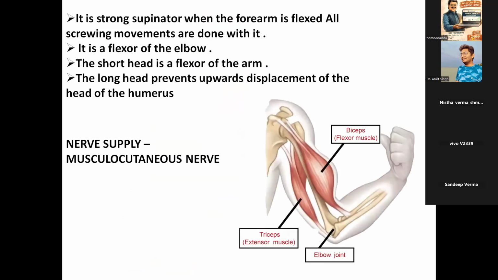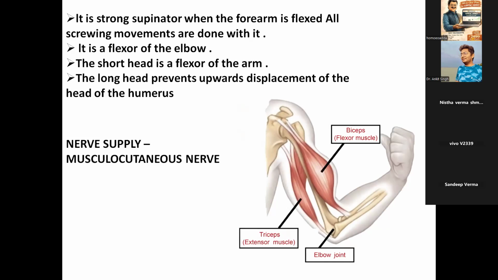ठीक है. So again, it is a strong supinator. When the forearm is flexed, all screwing movements are done with it. It is a flexor of the elbow. The short head is a flexor of the arm. The long head prevents upward displacement of the head of humerus. Okay, this is very important.